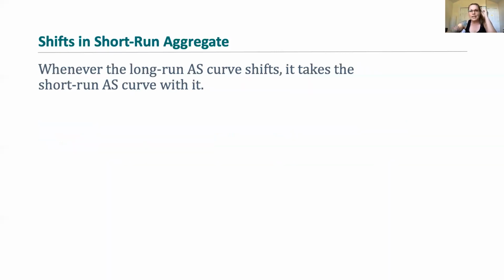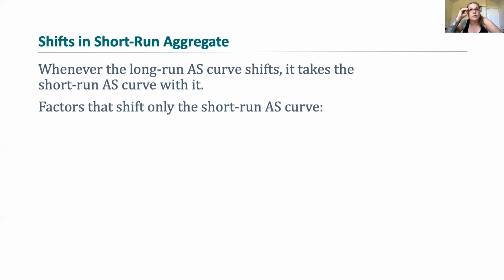So what we're going to see is that whenever the long run aggregate supply curve shifts, it's going to take the short run aggregate supply curve with it. The short run aggregate supply curve, in other words, always shifts when there's a long run shift, but the opposite is not true. So let me say that again, right? Whatever happens to the long run shift also happens to the short run shift. But there can be changes in the short run that don't impact the long run. Like the short run aggregate supply curve can shift alone by itself.